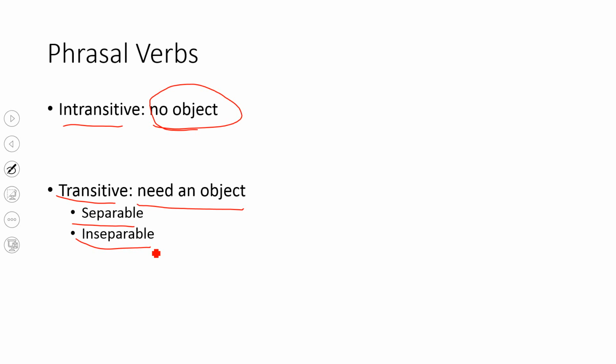I hope this helps you understand a little bit about how phrasal verbs work. The big problem with phrasal verbs is there are so many of them, and people use them so much that it can be very difficult.